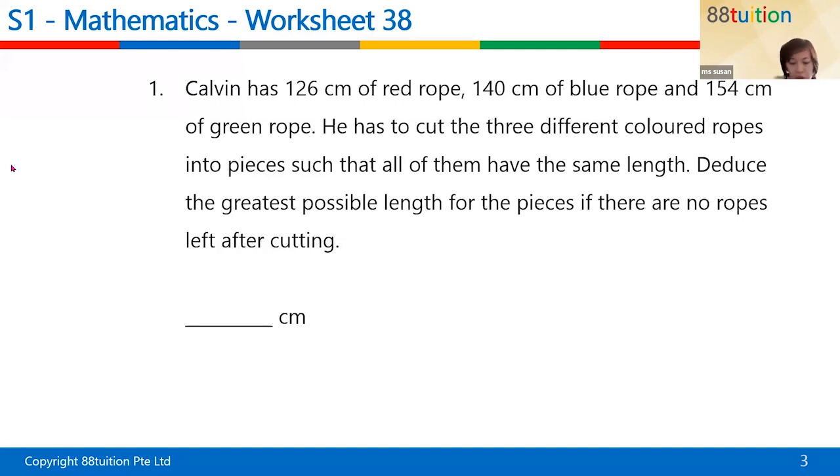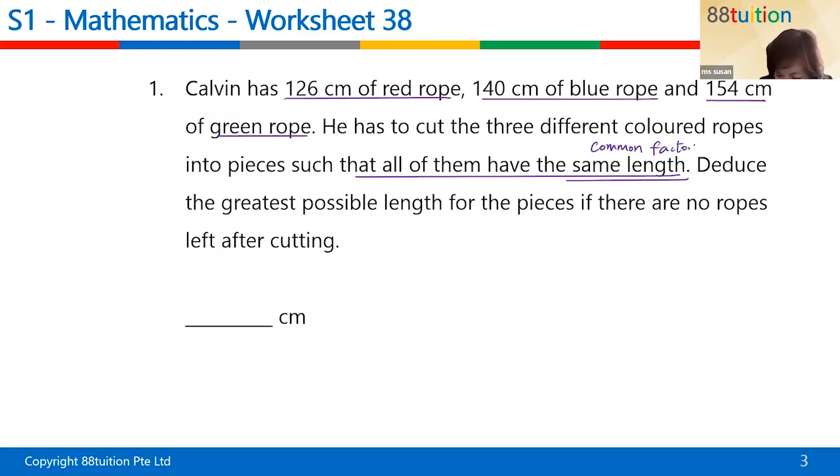Question one: Kelvin had 126 centimeters of red rope, 140 centimeters of blue rope, and 154 centimeters of green rope. He has to cut the three different colored ropes into pieces such that all of them must have the same length, meaning they must have a common factor, which you can divide. What is the greatest possible length?